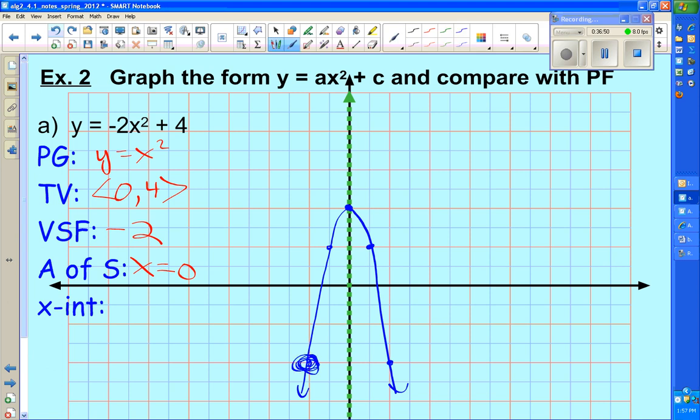No, not that. The red one. Are you with me? Yeah, okay. I can make the points bigger if you want. Everybody okay with that?